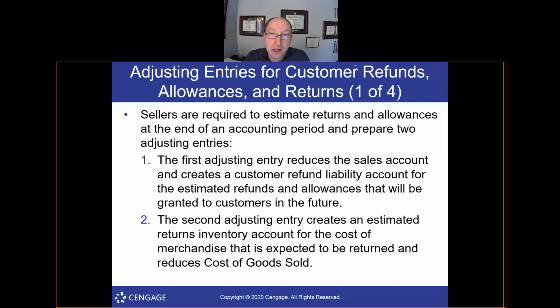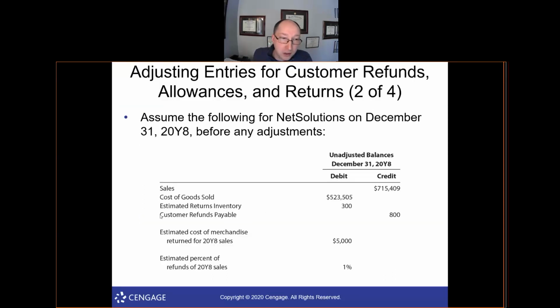Sellers are required to estimate returns and allowances at the end of the accounting period and to prepare adjusting entries. Number one, the first adjusting entry reduces the sales account and creates a customer refund payable for future use. The second adjusting entry creates estimated returns by reducing cost of goods sold.